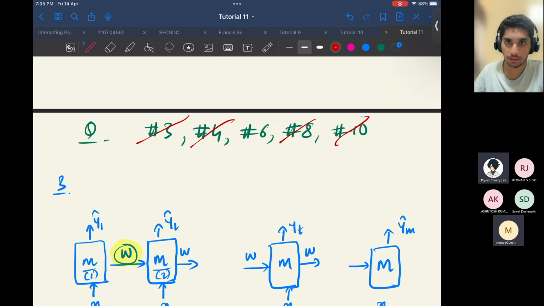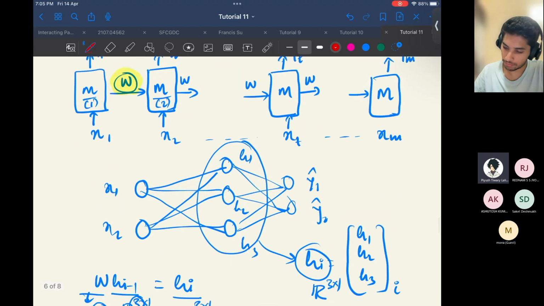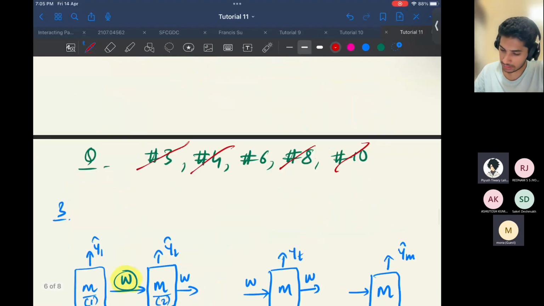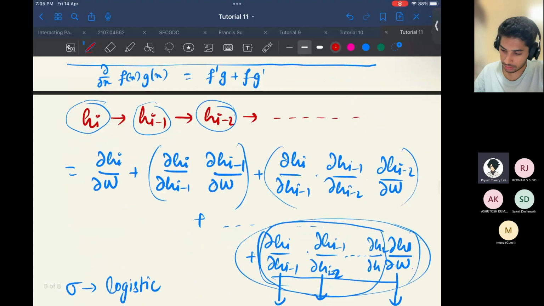Why is nine sum of cross entropy? Because each one of them has to be taken. So it is sum of cross entropy.